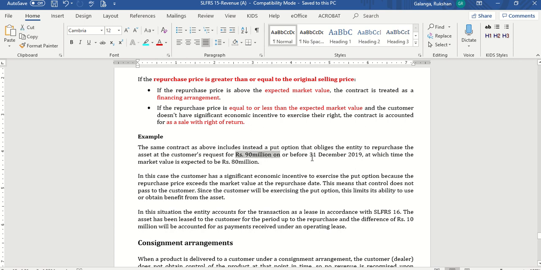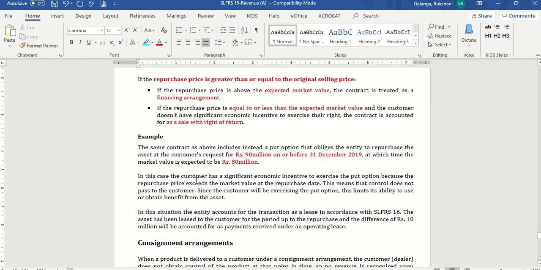So the customer will request you to purchase the asset back for 90 million on or before 31st December 2019, at which time the market value is expected to be 80 million. By that time the market value of this asset is 80 million. So at which point should you recognize? If the repurchase price is equal to or less than the expected market value, or if the repurchase price is above the expected market value. See, the repurchase price is 90, expected market value is 80 million. So how should you recognize? It comes under the second point.